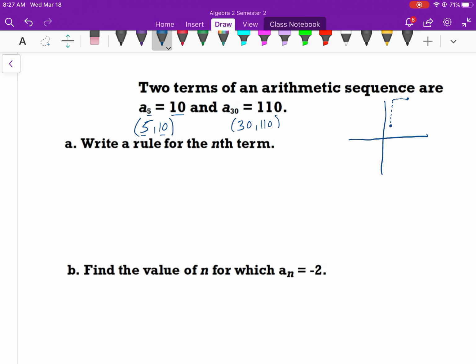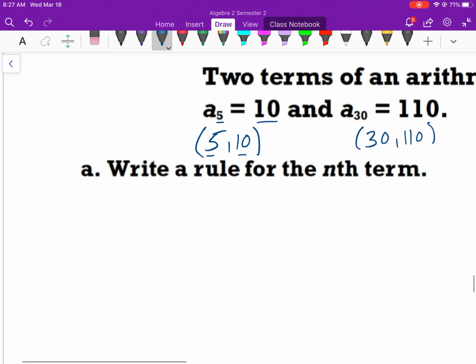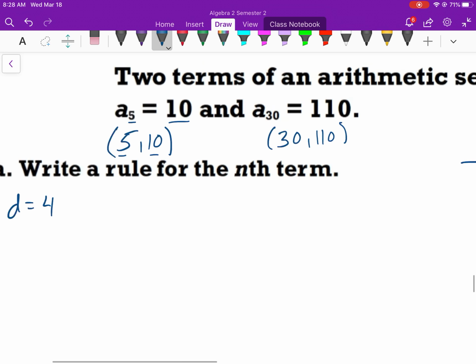And again, slope is rise over run. So if we think of this as (5, 10), and this as (30, 110), the rise to get from 10 to 110 would be 100. The run to get from 5 to 30 would be 25. And again, slope is rise over run, which will be 100 over 25, or just 4. And again, our slope is our common difference. So now we know that our common difference is 4.